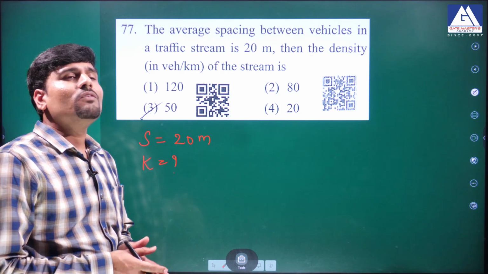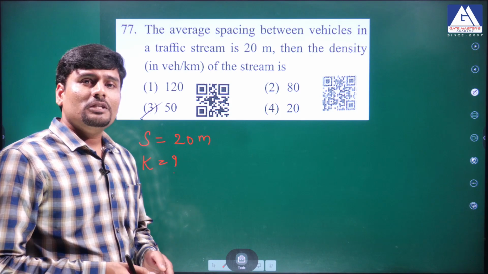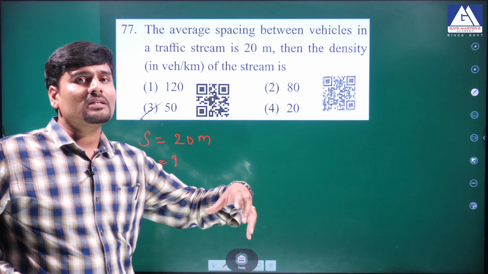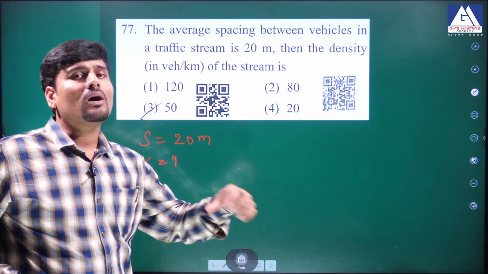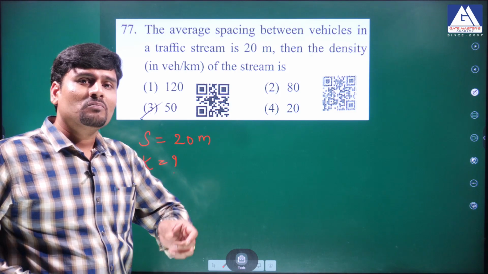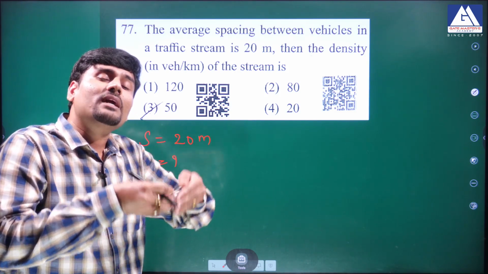They are inversely proportional. Sir, how? Why? If the spacing is larger and larger, that means the number of vehicles present in the section is smaller. If the spacing is smaller and smaller, the number of vehicles present in the section is going to be higher and higher.